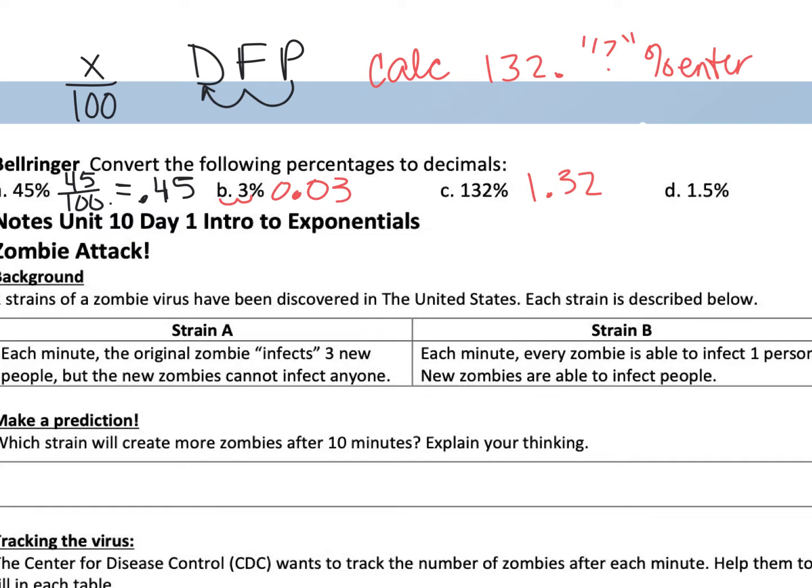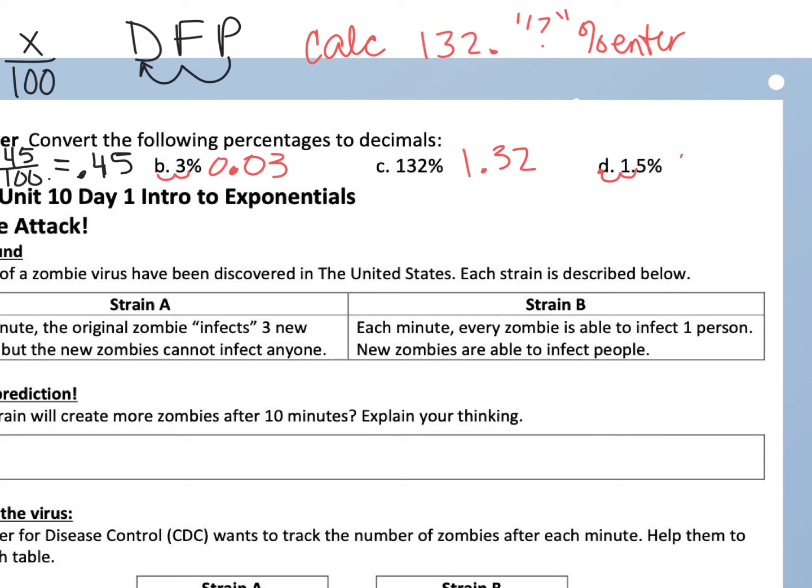What about this 1.5? You could use any of those methods. I tend to just move my decimal over 2 to the left. Do make sure when you do that, though, that you put in your 0 placeholder. So you should get 0.015.